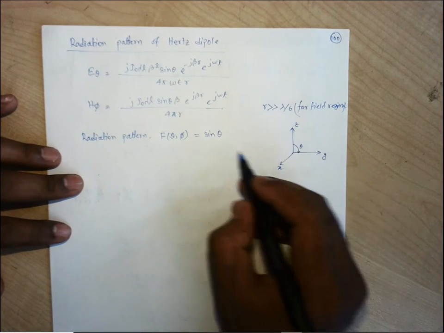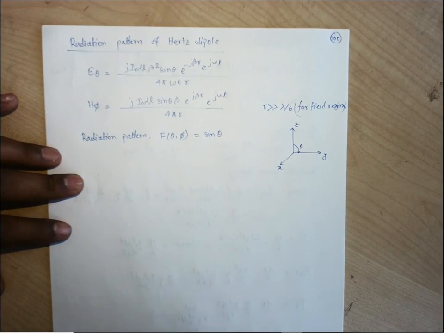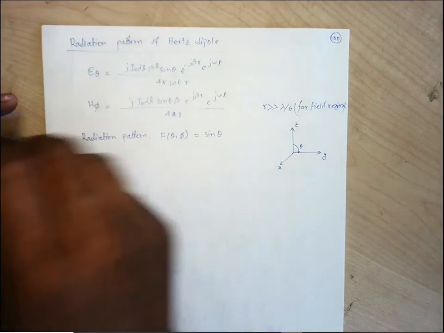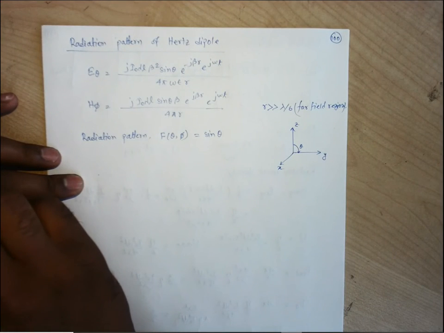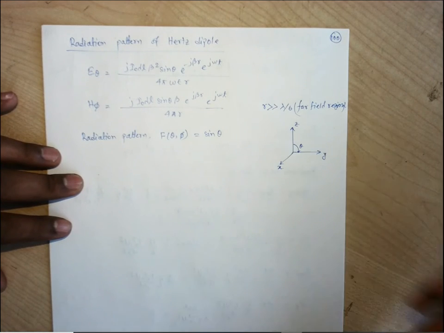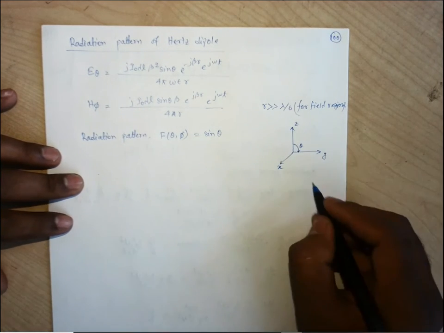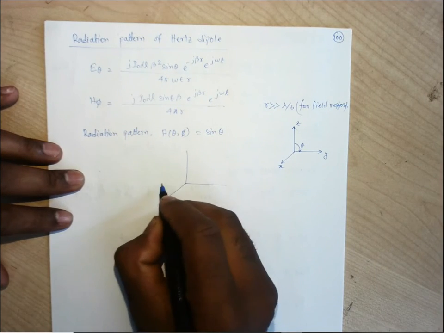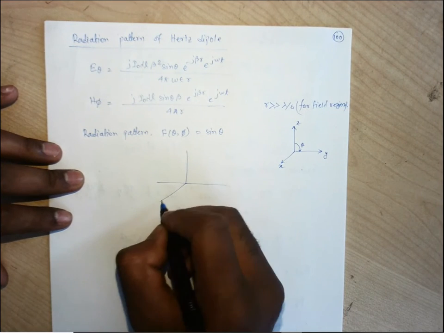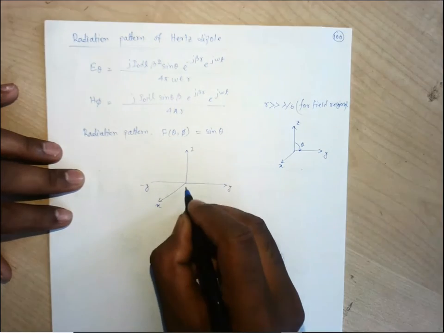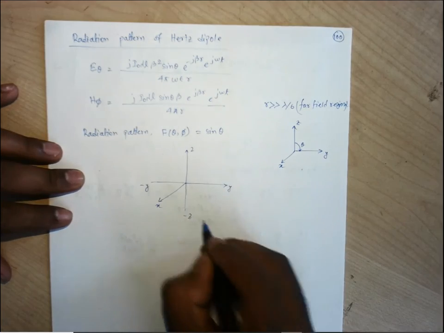Now if we look at this function, taking theta equal to 0, that is along the z axis, this function becomes minimum, that is 0. And if you take theta equal to 90, this function gives the maximum value of the electric field and magnetic field. So what does it mean? The maximum will occur along y and the minimum will occur along z. If we go into the radiation pattern, this is our x, it is our y, it is minus y, it is z, this is minus z.